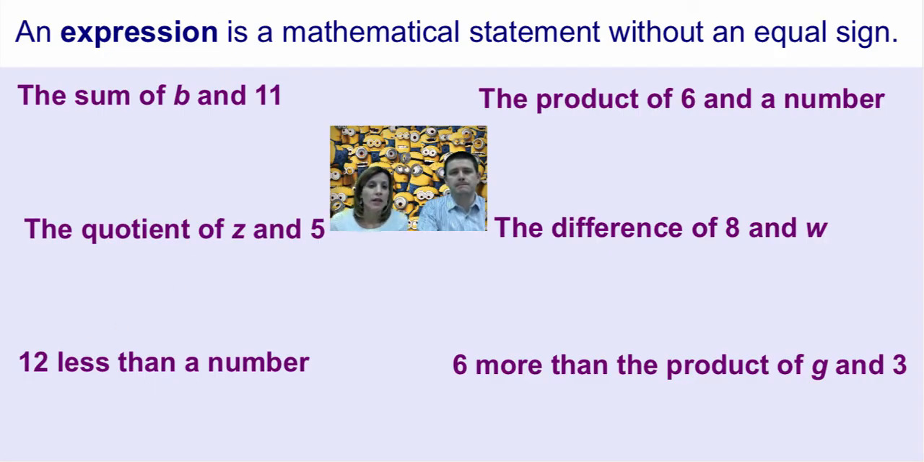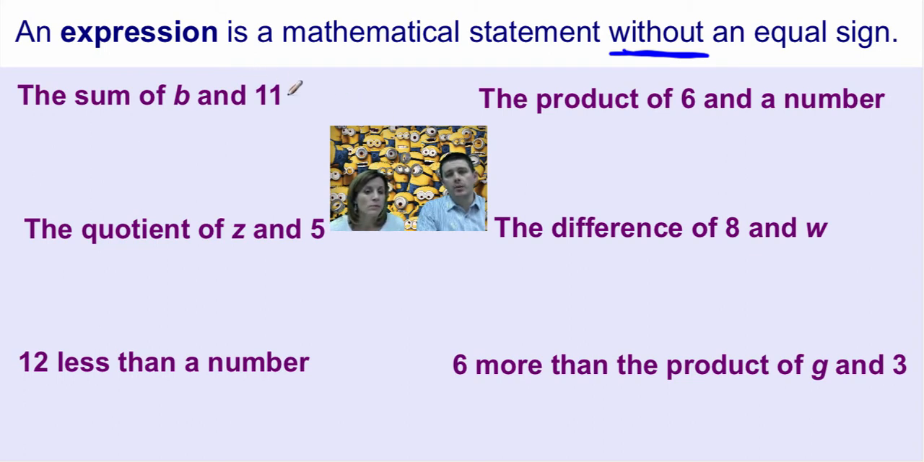All right, we can't forget what our goal is here. An expression is a mathematical statement without an equal sign. So you need to make sure that you get that definition down. It's a mathematical statement without an equal sign. You'll have a variable, an operation, and a number in all of our phrases today. You may have more than that, but in order to have an expression, you have a variable, an operation, and then a constant, which is a number.